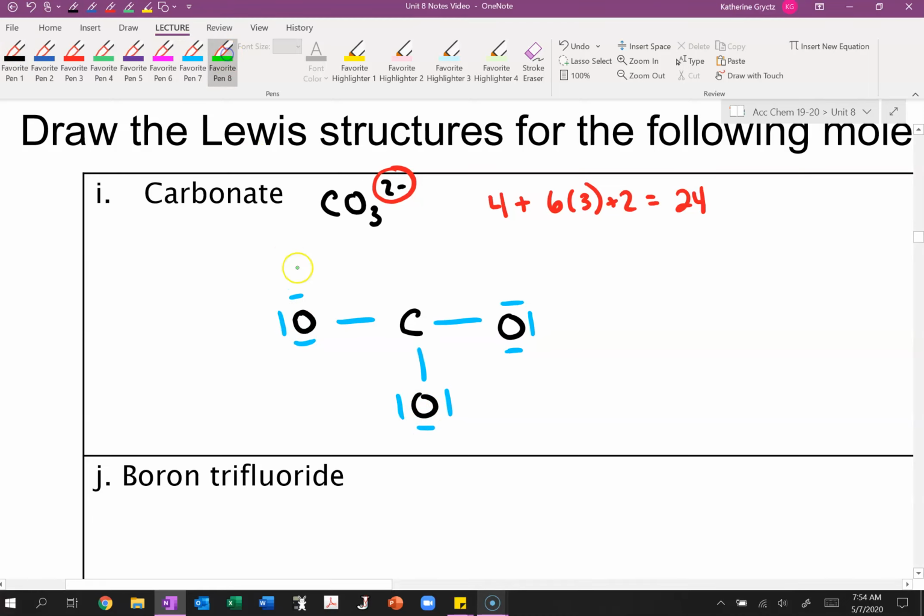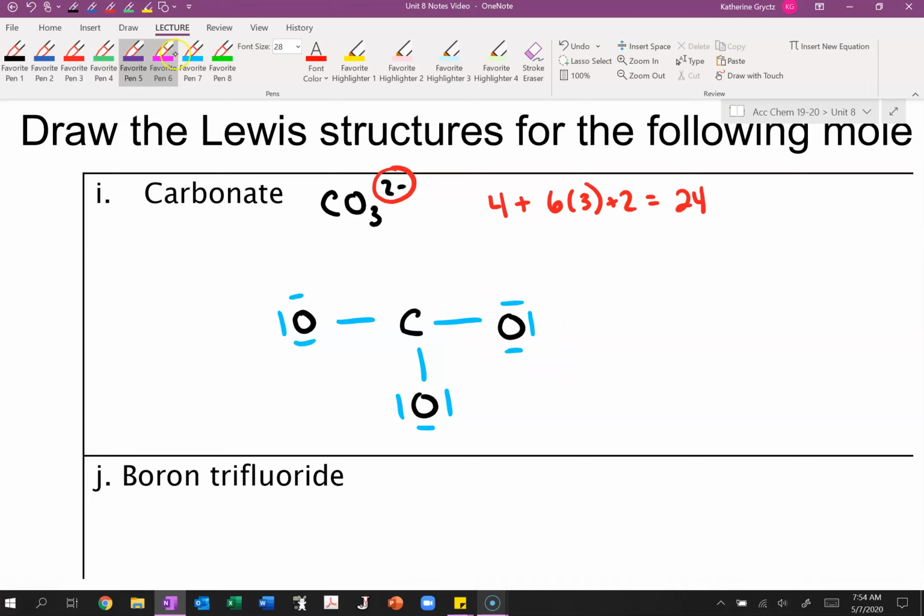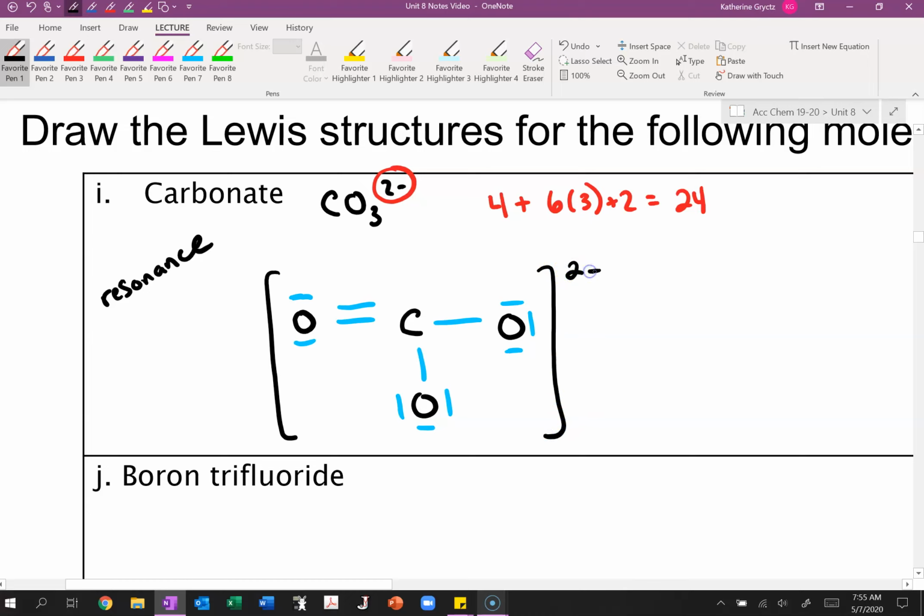I'm going to check my valence. My oxygens are all good. My carbon is not. It's short 2 electrons. So it's the same thing that I did for nitrate. I'm going to have to double bond. Again, with this structure, I can kind of choose. So this is another one that's said to exhibit resonance. And I just get to choose. So this time I'm going to choose the one on the left. Doesn't matter. This is one of the possible structures. And then to finish it up, I'm going to put it in brackets with a 2-. So that's one of the possible resonance structures.